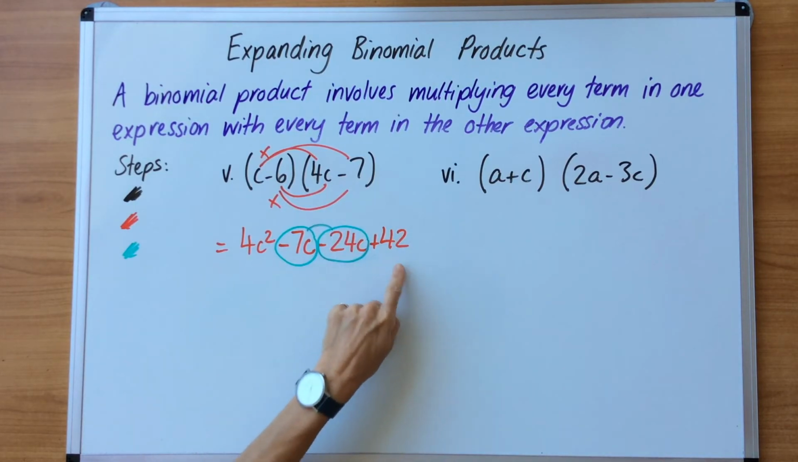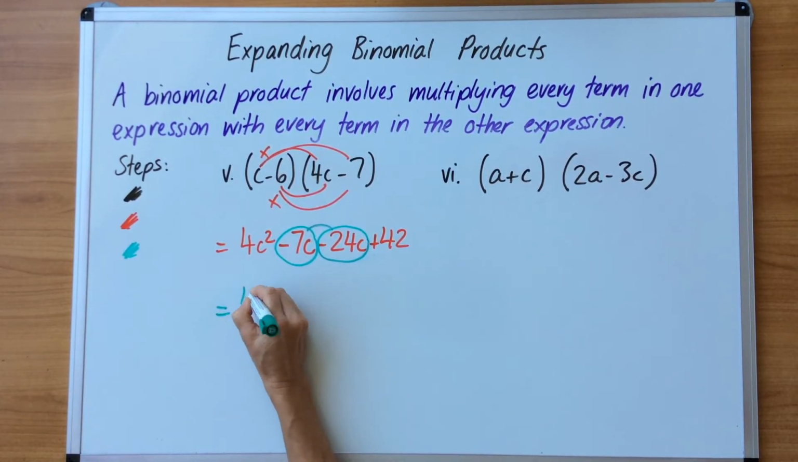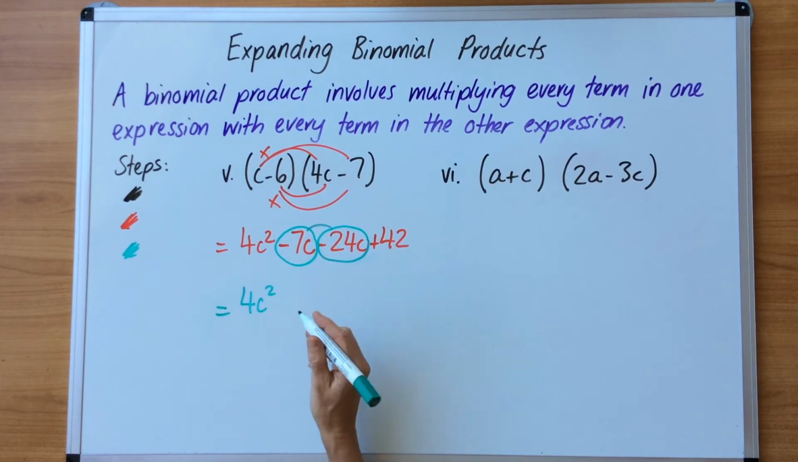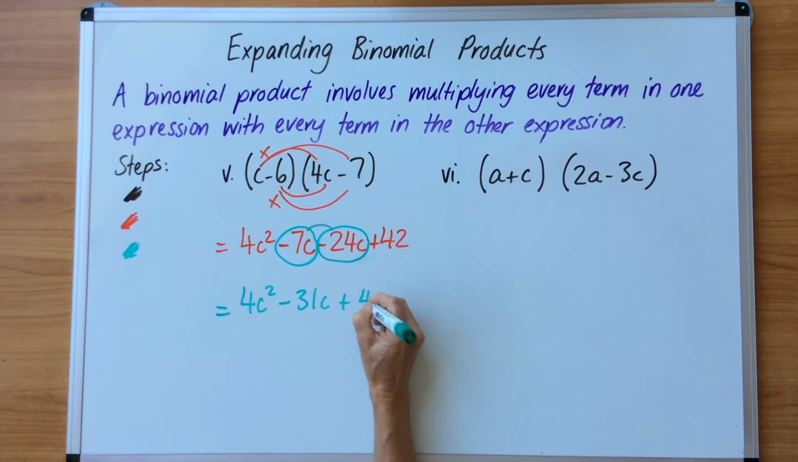The 4c squared and the positive 42 are not related, so therefore we can now start to solve on the bottom line. We simply drop the 4c squared down, and then we work our 2 like terms. So negative 7c minus 24c is negative 31c, and then we simply drop down the positive 42.